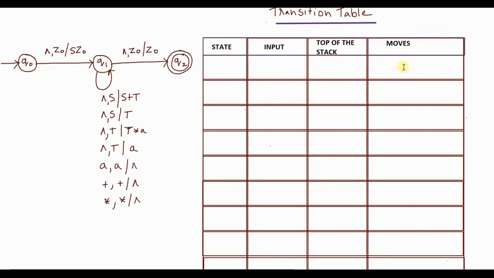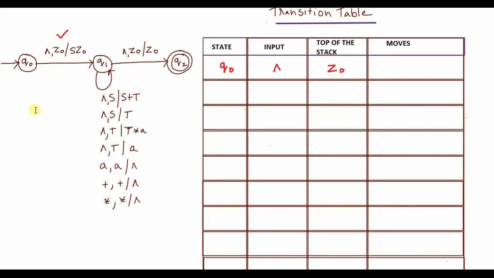Okay, so moves, top of the stack, input and state, these are the 4 parameters that you are going to consider, and each transition which is there in this particular PDA you are going to write in a transition table. For example, let us consider the first transition. Okay, let us consider the first transition, that is this. So currently when you are in state Q0, the input symbol that is read is null, the stack is also empty initially.